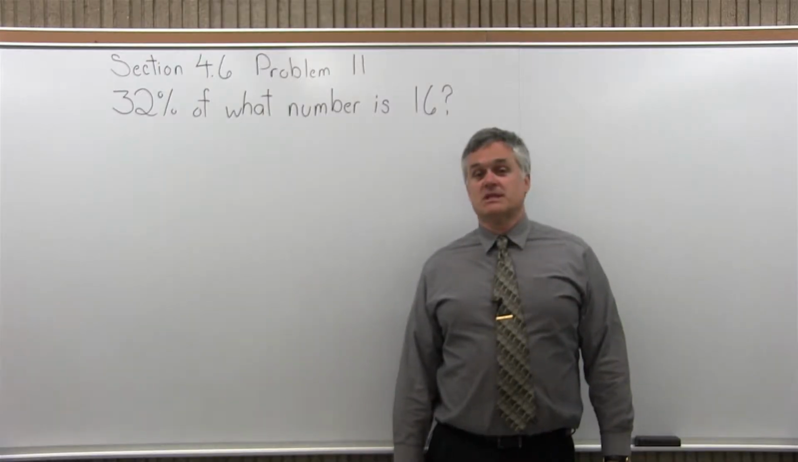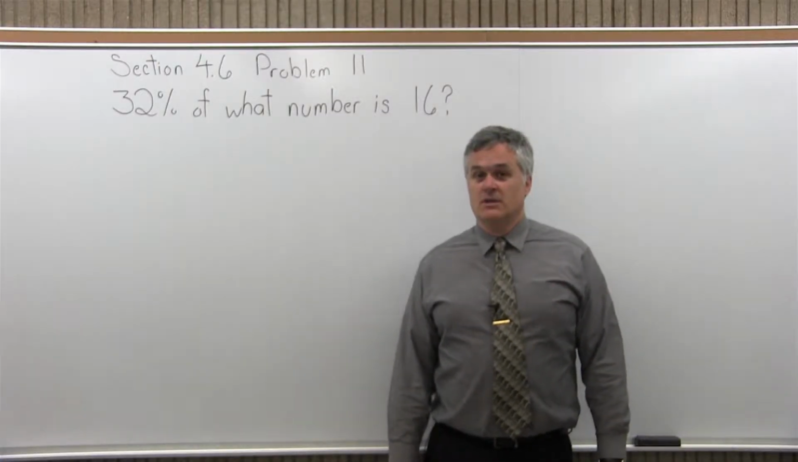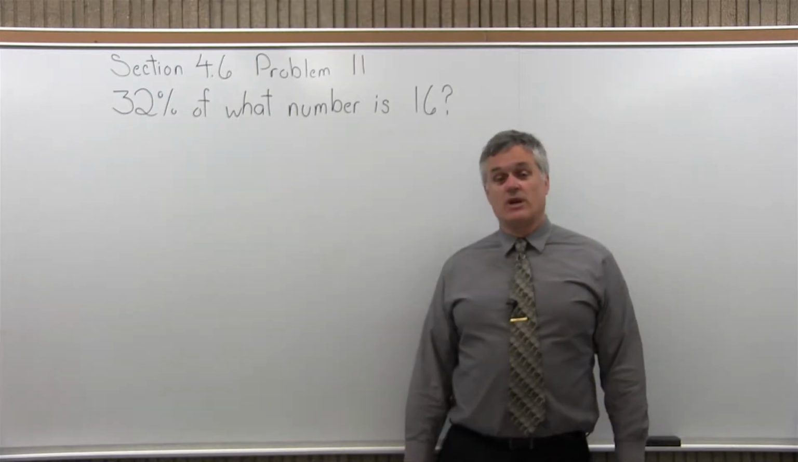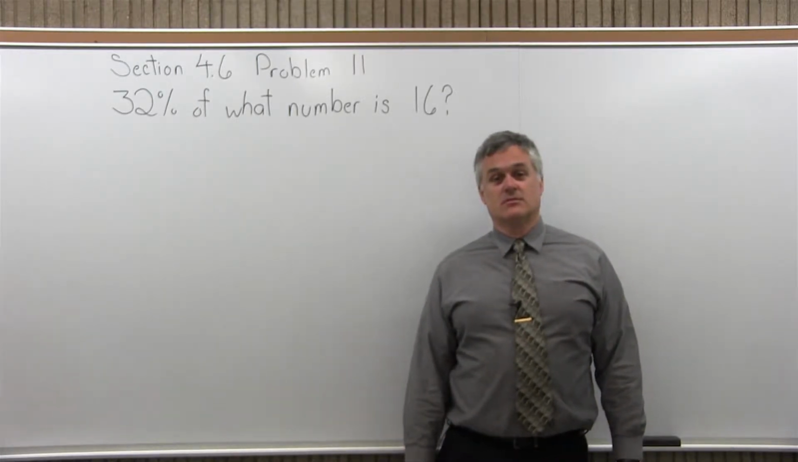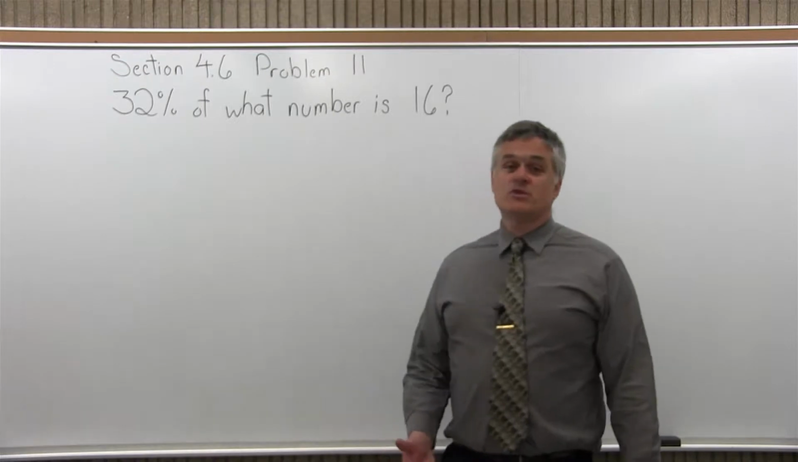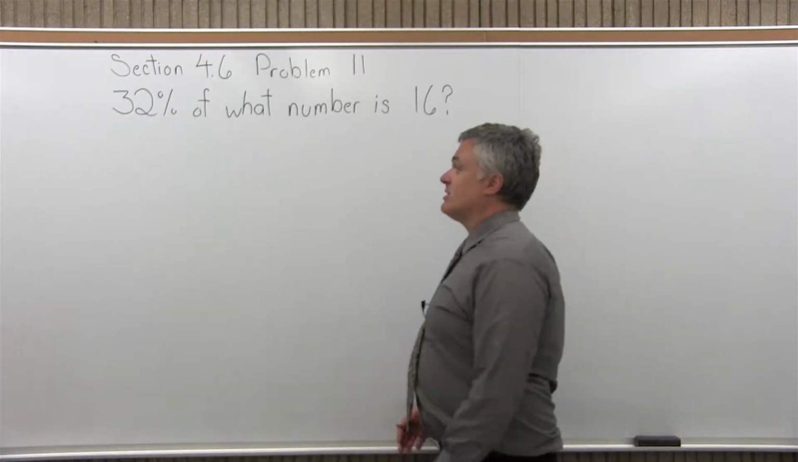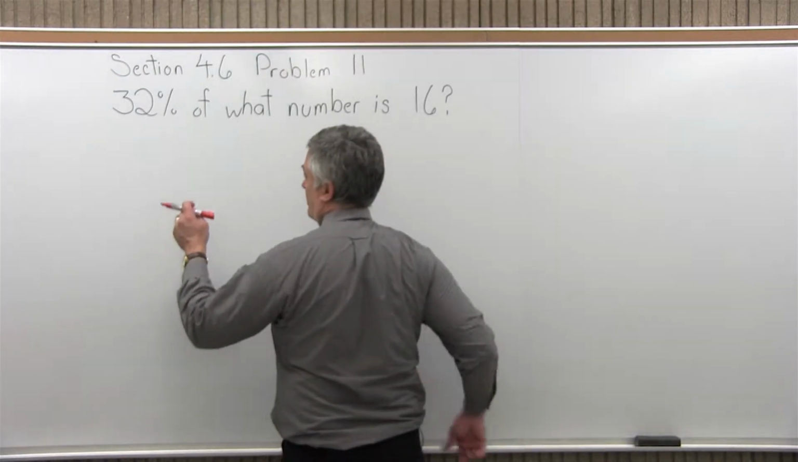This is Section 4.6, Problem 11. It says 32% of what number is 16? We're supposed to solve this as a proportion. In other words, we're going to have A over B equals P over 100.